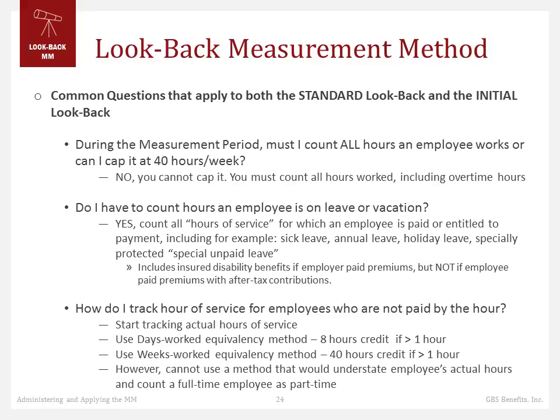Or you can use the equivalency method. The days worked equivalency method is where they get 8 hours of credit if they worked at least 1 hour in the day. And if you use the weeks worked equivalency method, they get 40 hours of credit for the week if they worked at least 1 hour. So you cannot use these equivalency methods in a way that would understate an employee's actual hours. In other words, to manipulate it so that you count a full-time employee as a part-time employee.